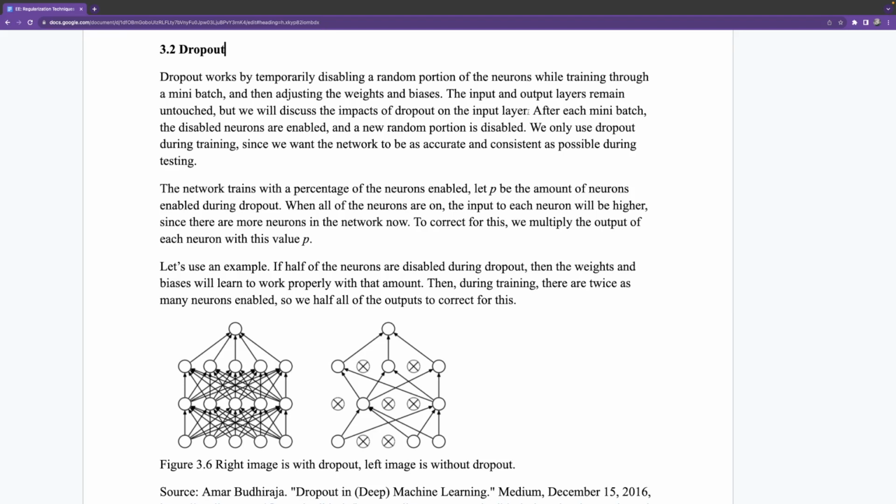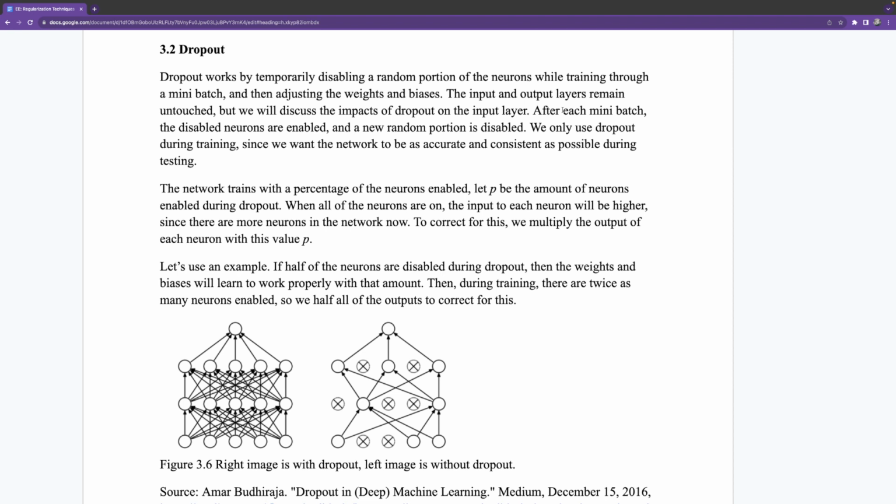So after the mini batch is done, the neurons are enabled, and then you choose a different random set of neurons to disable after each mini batch. So you only do dropout during training because you don't want to negatively impact the accuracy during testing.